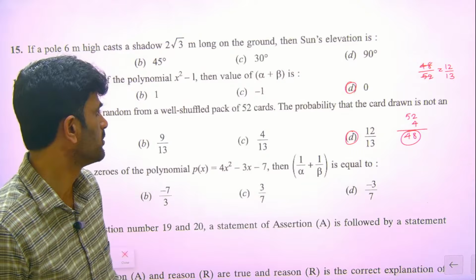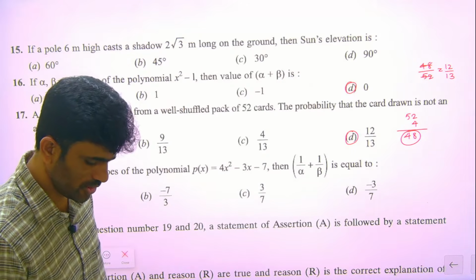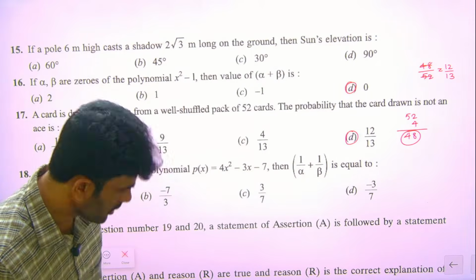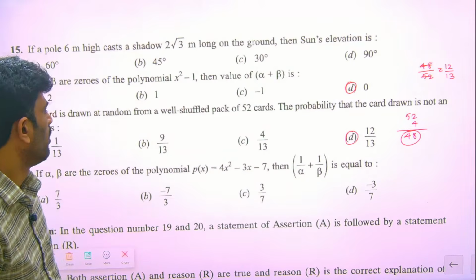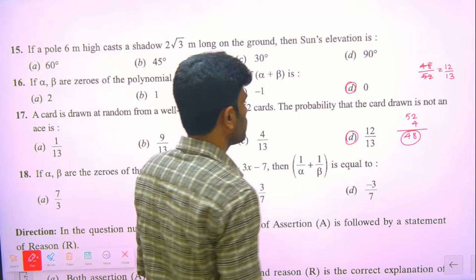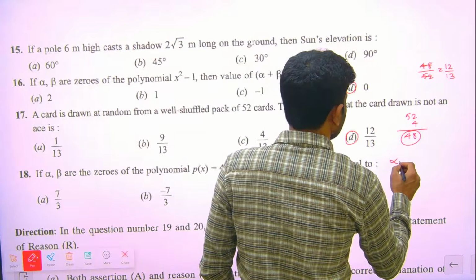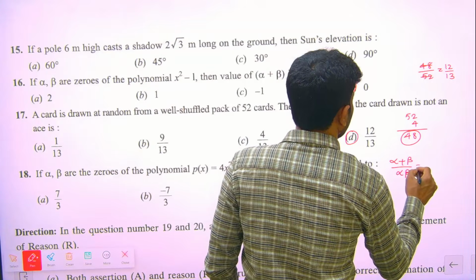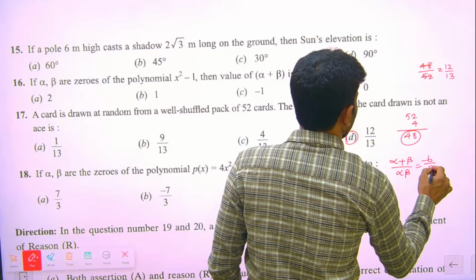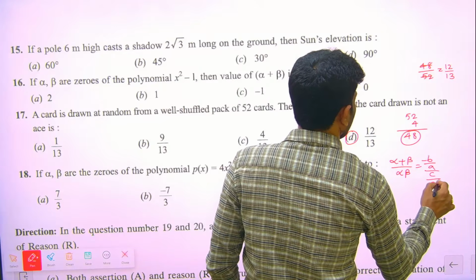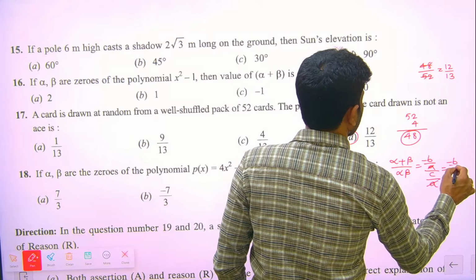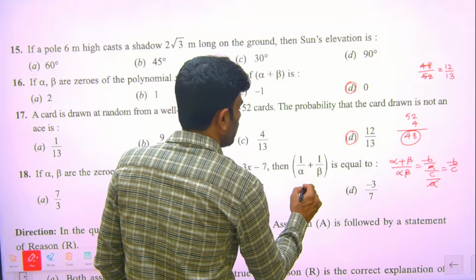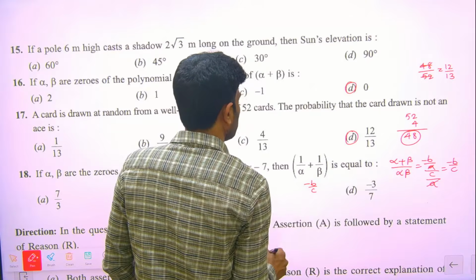Question number 18 result. Got anybody? Akshay. I said to remember this formula. It is alpha plus beta by alpha beta, minus b by a by c by a. A cancel, which is minus b by c. Now onwards you can remember. If they ask you question 1 by alpha plus 1 by beta, answer is minus b by c.